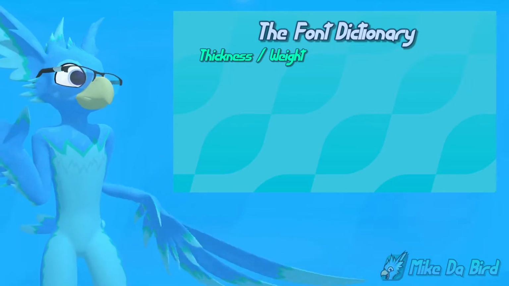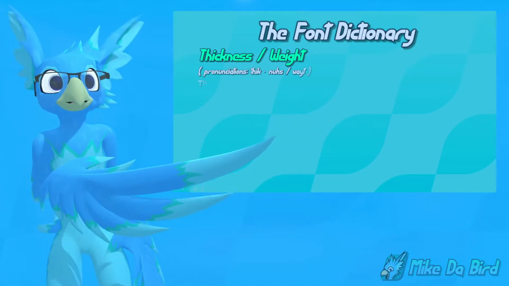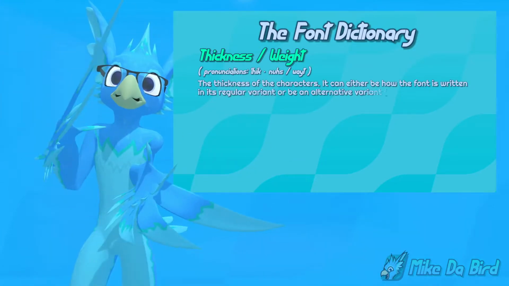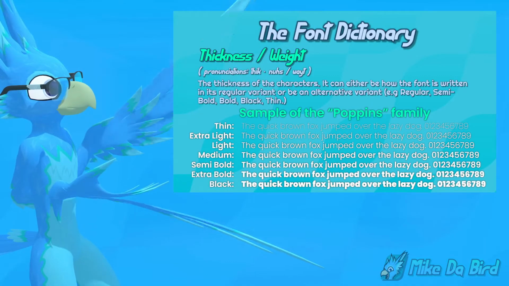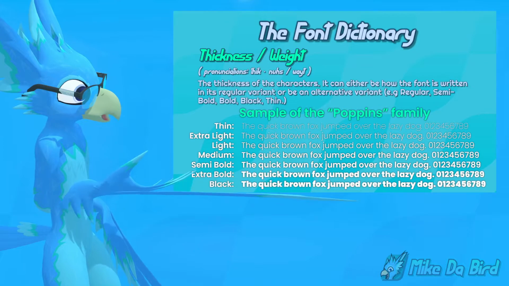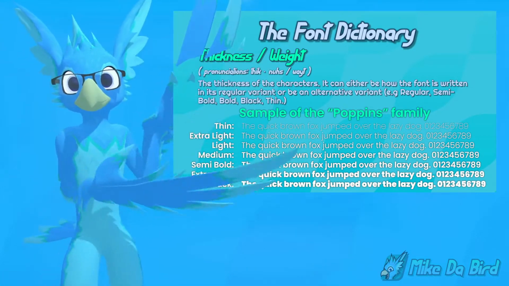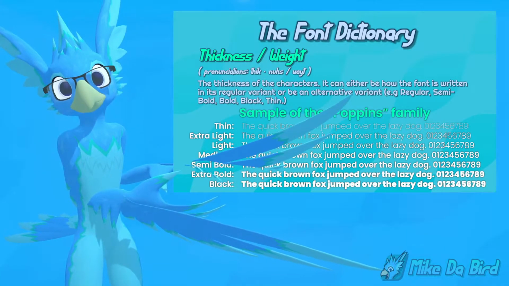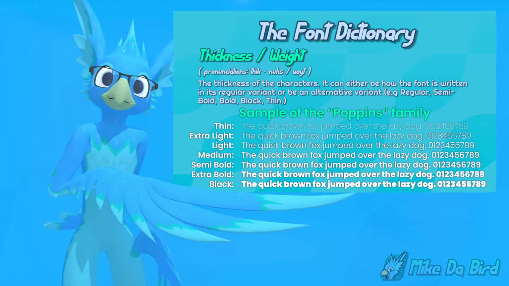Then you got thickness and weight. We saw that earlier with bold and thin, but that's pretty much the thickness of your characters. And here's a little example with the Poppins family, where you've got thin, extra light, light, medium, semi-bold, bold, extra bold, and also black. You can see it goes from the thinnest to the thickest. And those are all the different weights that family offers.